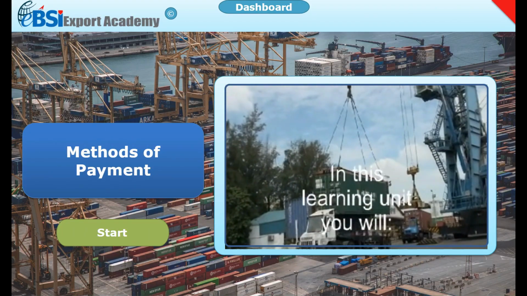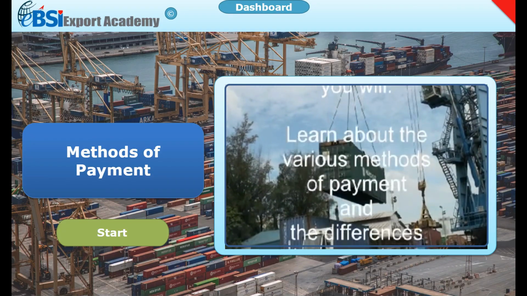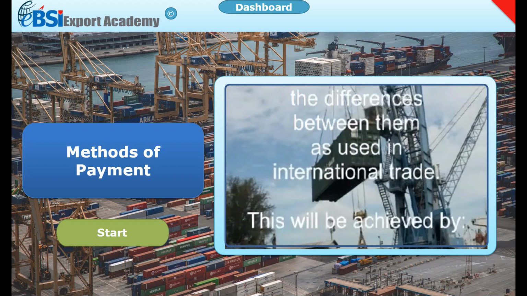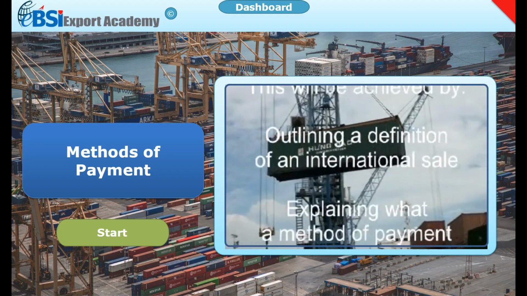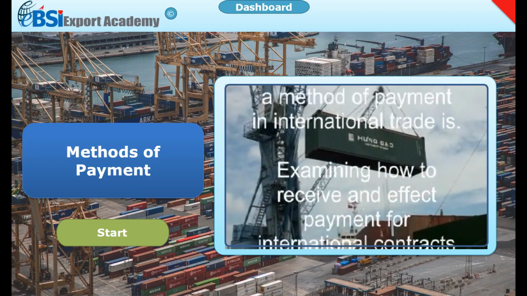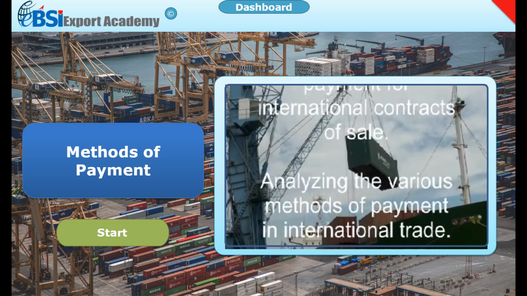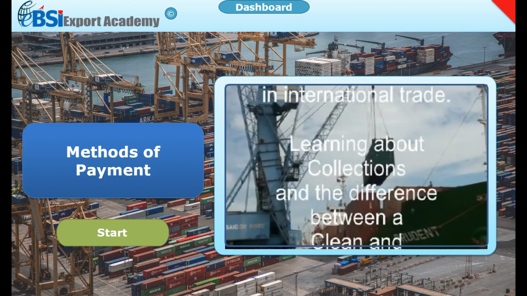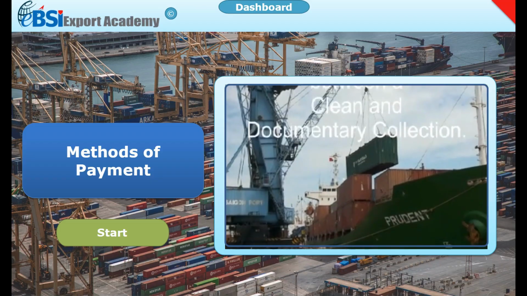In this learning unit, you will learn about the various methods of payment and the differences between them as used in international trade. This will be achieved by outlining a definition of an international trade sale, explaining what a method of payment in international trade really is, examining how to receive and effect payment for international contracts of sale, analyzing the various methods of payment in international trade, and finally, we will learn about collections and the difference between clean and documentary collections.